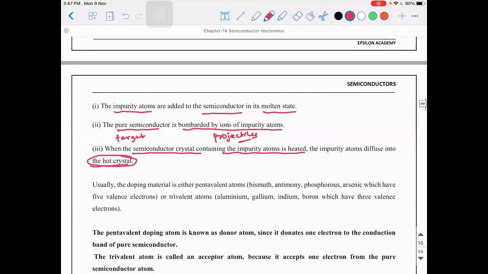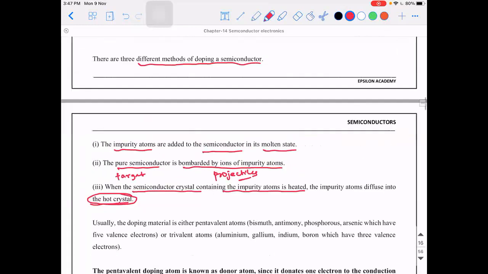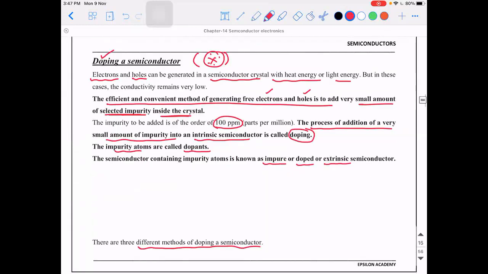Now the important point to be noted. When I told you about adding impurity, I didn't say it can be any impurity that you can add. There is an important point here. Only a small amount of selected impurities. So what do you mean by that selected impurity?